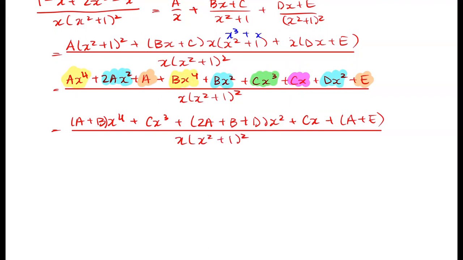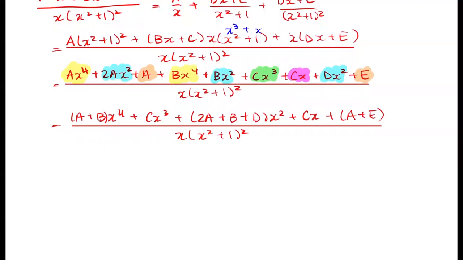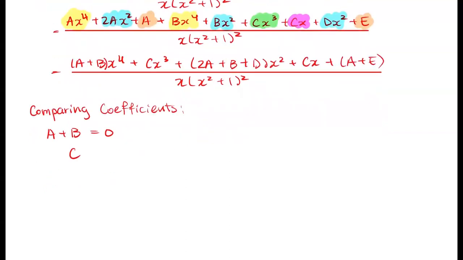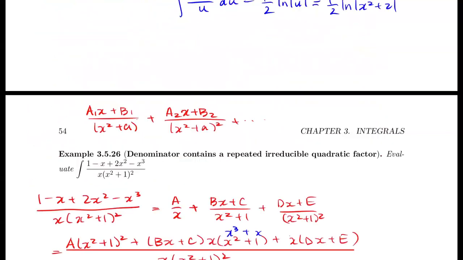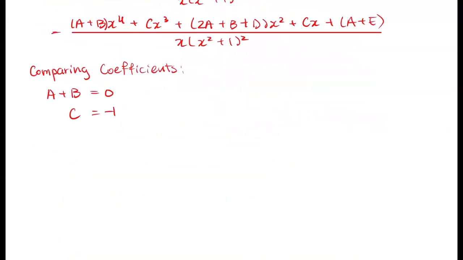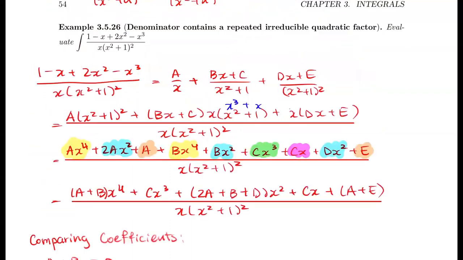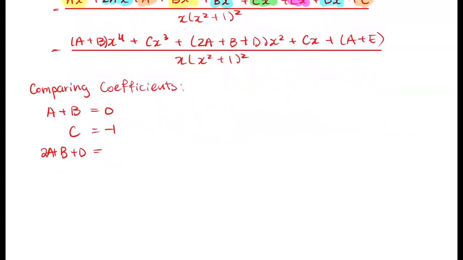And now we just compare the coefficients, same thing as before. So what we have here is the following. We have a plus b, that is equal to 0. And then we have the c, which is equal to -1. And then we have 2a plus b plus d, which is equal to, so the x squared has 2. The cx here, so that's c.